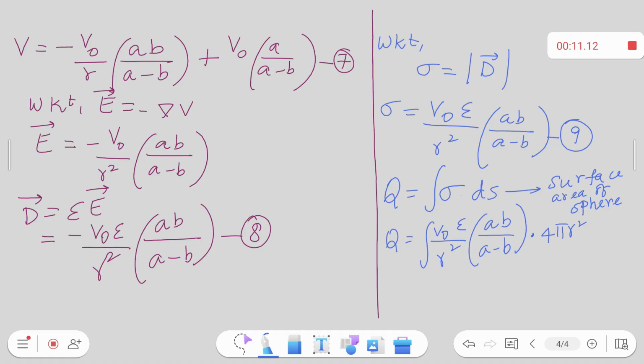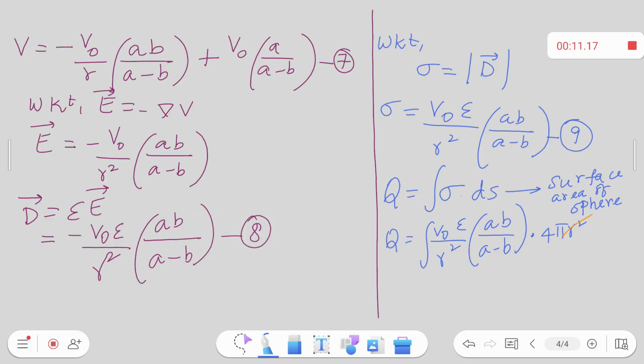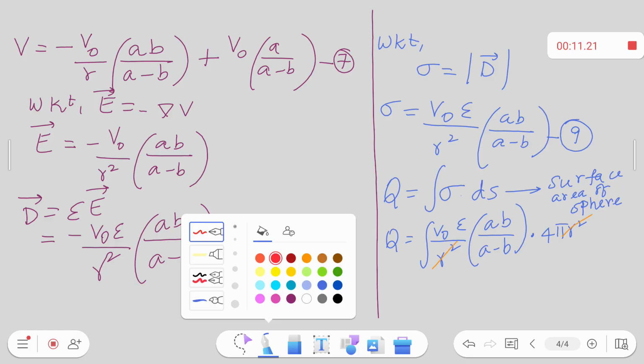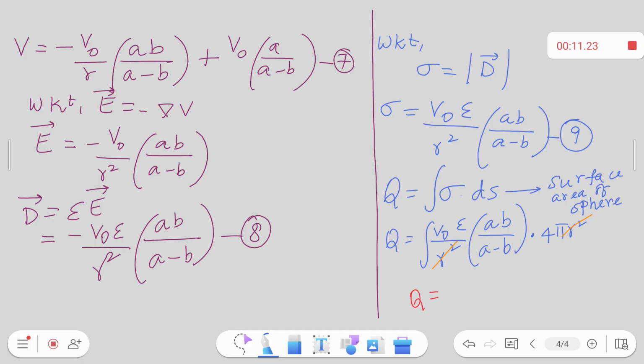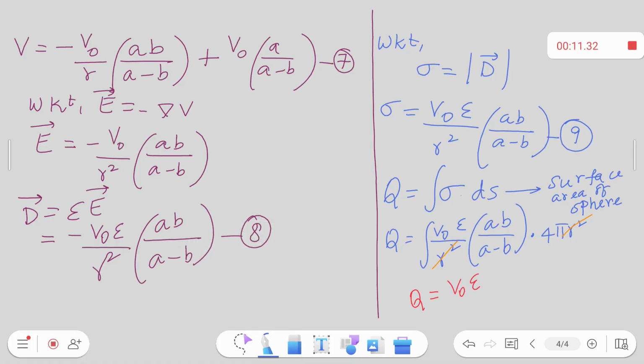So what happens? My r square and r square will get cancelled. So what is my Q? Q will be V0 epsilon ab by a minus b into 4 pi. Let us take this as equation number 10.